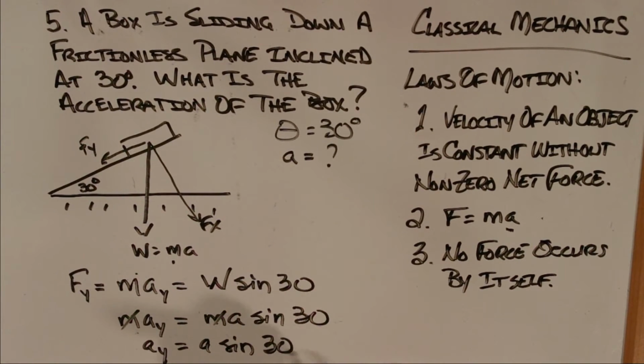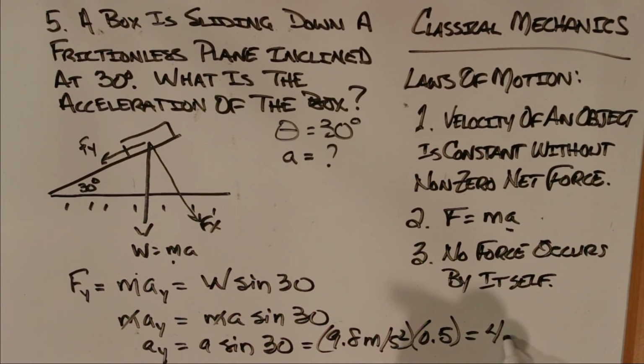The masses cancel. That A, of course, is a gravitational constant, 9.8 meters per second. And so the acceleration down the plane is 9.8 meters per second squared times 0.5, the sine of 30, or 4.9 meters per second squared.